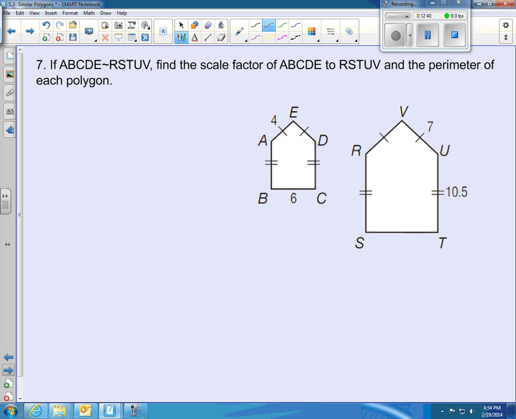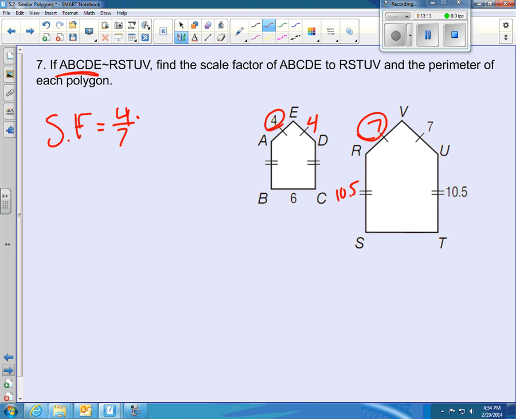So looking at our last problem here, again, it states that these are similar. Find the scale factor and the perimeter. Okay, let's go ahead and fill in what we know. 4, 7, 10.5. Well, shoot, both of these are missing parts. So let's just start with our scale factor and see if that helps us. Let's go scale factor. We do have some that match up here. 4 to 7. Again, I'm picking my 4 first because that goes with my first polygon.